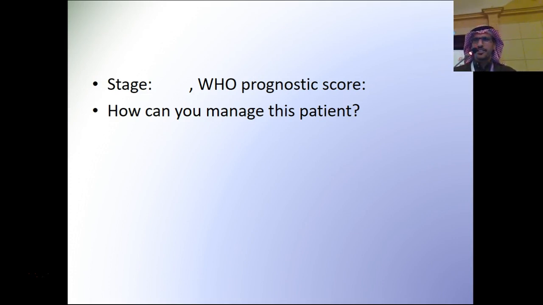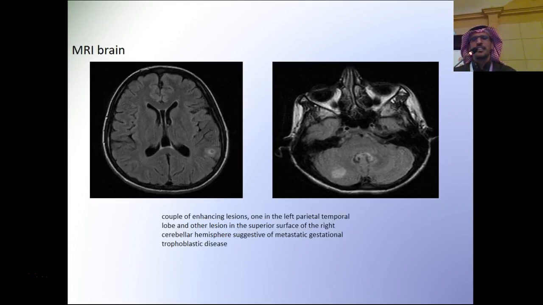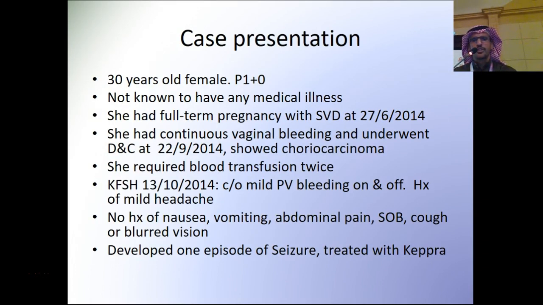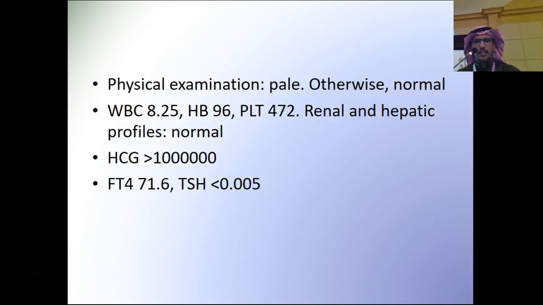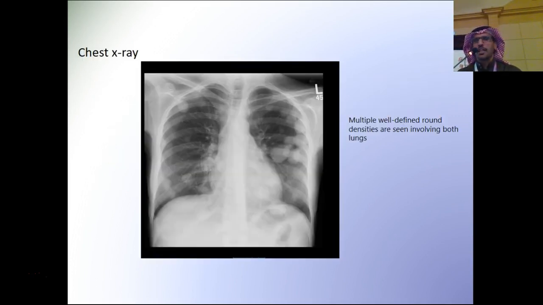Yes, so it is stage 4, usually stage 4 high risk. Usually we don't count a WHO prognostic score, but if you count for this patient, it will be more than 16. So the first, age: less than 40 is 0, but she has a full-term pregnancy, which is a 4. She was diagnosed within 4 months, so it is 0. When you talk about beta HCG, it is more than 100 million, which is a 4.